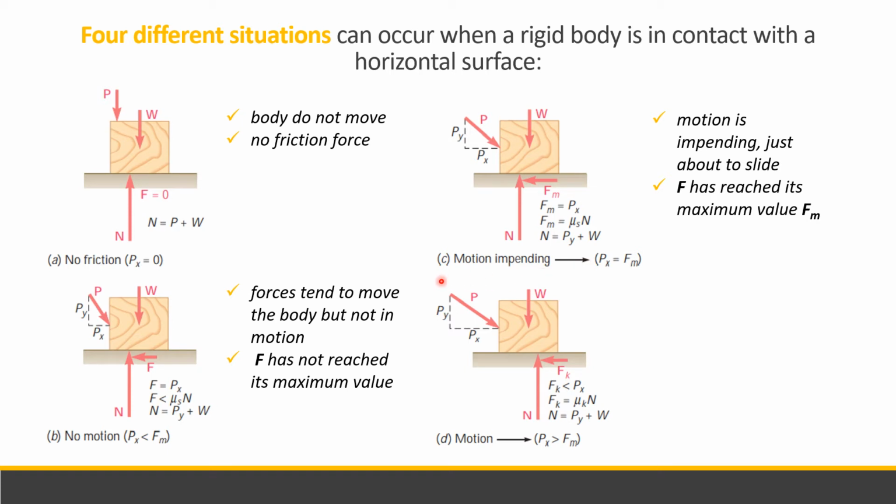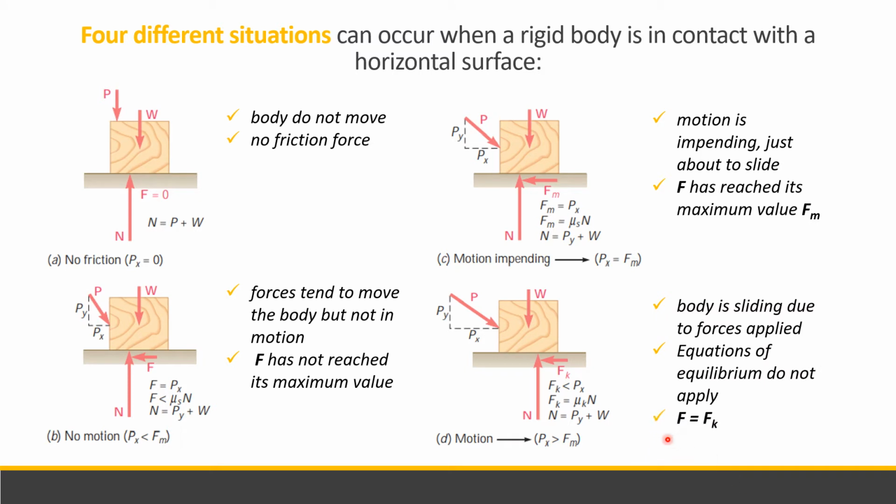This belongs to kinematics or dynamics, so we only go up to here in C. But we can use the formula Fk equals mu k times N. So these are the 4 different situations that can occur when a rigid body is in contact with a horizontal surface.